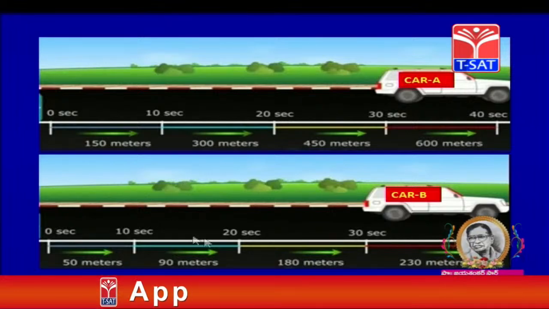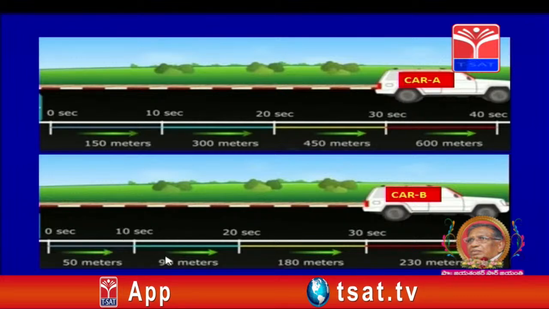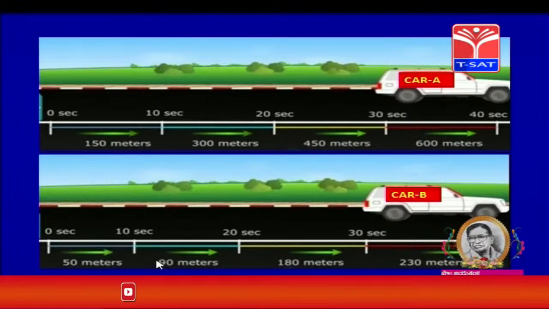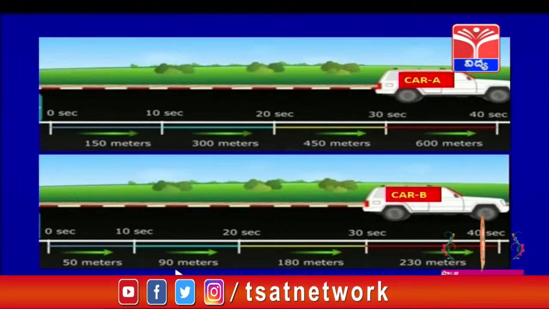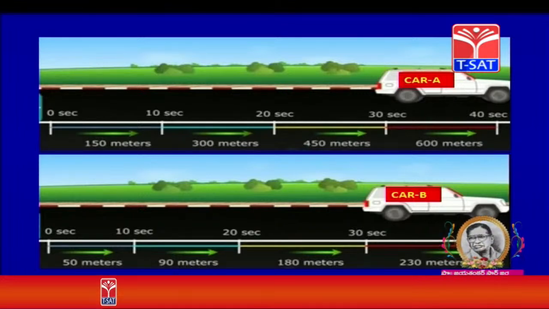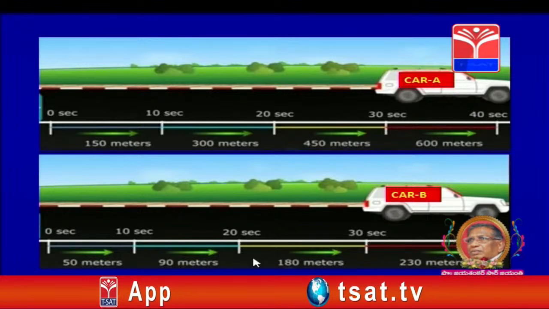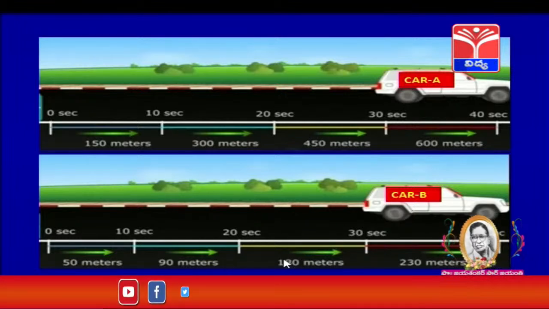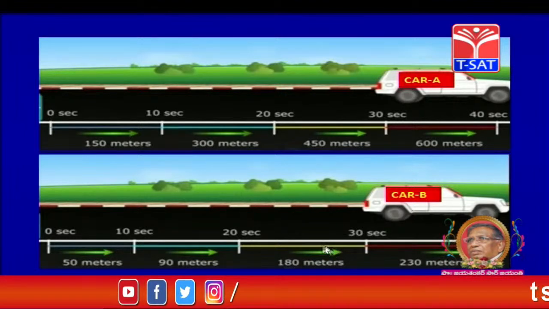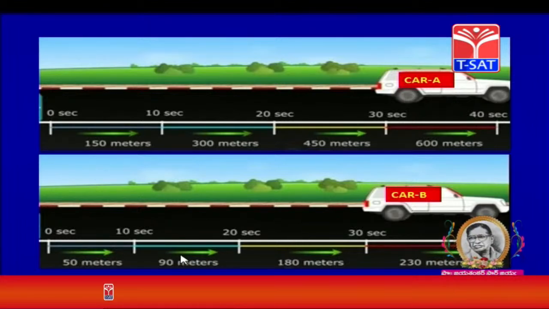Now, look at car B. How much is car B travelling in the first 10 seconds? In the first 10 seconds, it is covering 50 meters, whereas in the next 10 seconds, it is covering only 40 meters, thereby a total of 90 meters. Look at the third 10 seconds, that is from 20 seconds to 30 seconds, it is covering another 90 meters, which is more than the first and the second time.